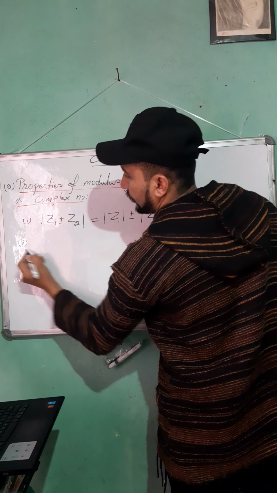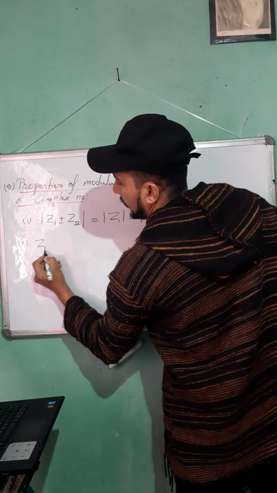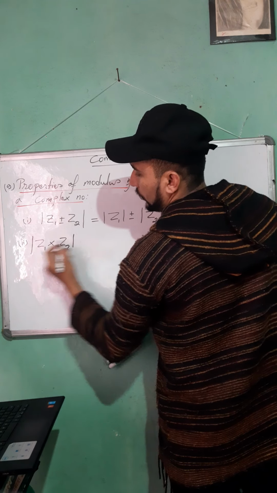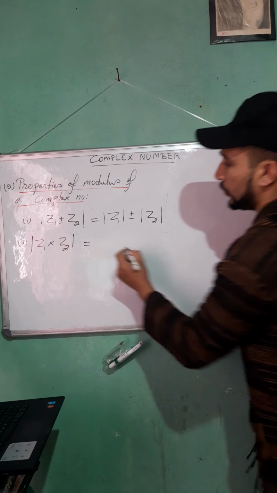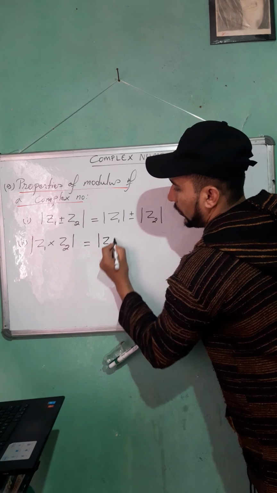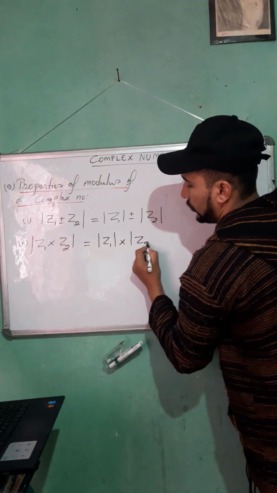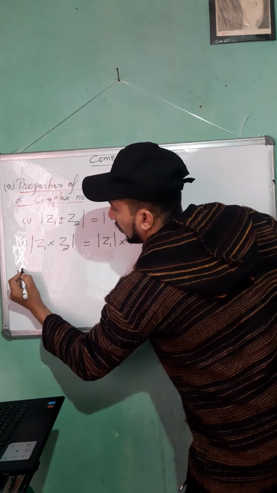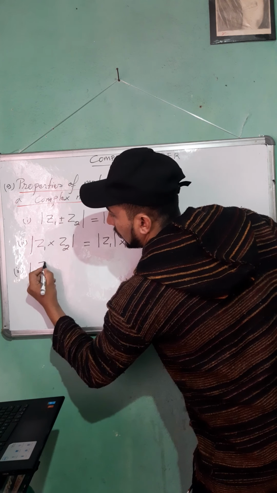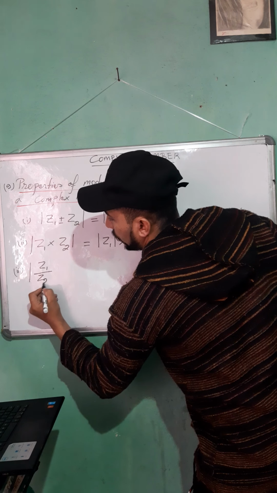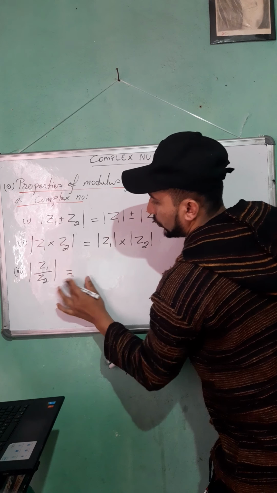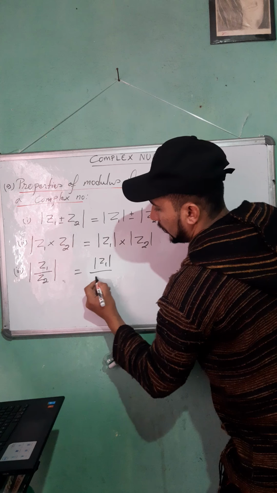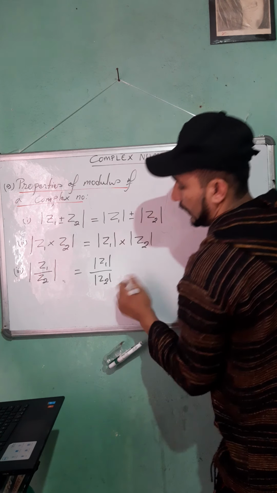Number 2, mod of z1 into z2 will be equal to mod z1 into mod z2. Okay, next number 3, mod of z1 divided by z2 will be equal to mod of z1 upon mod of z2 separately, like this.